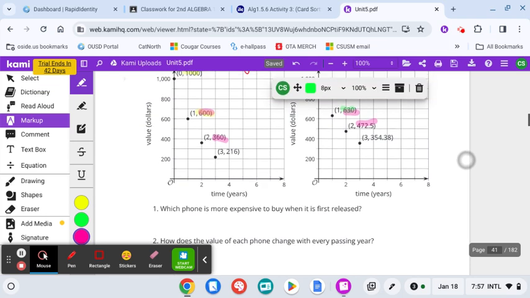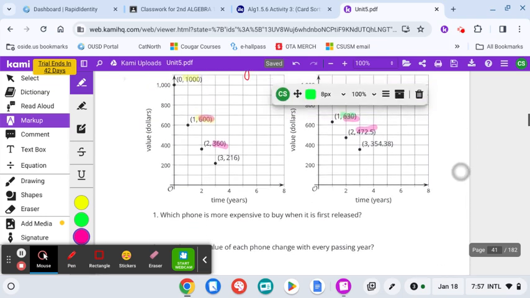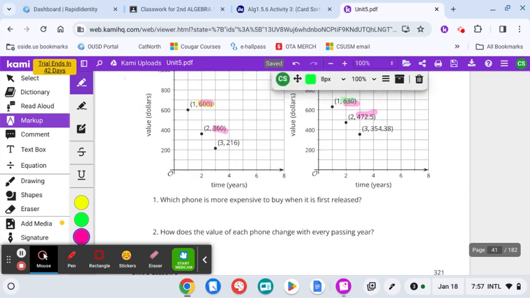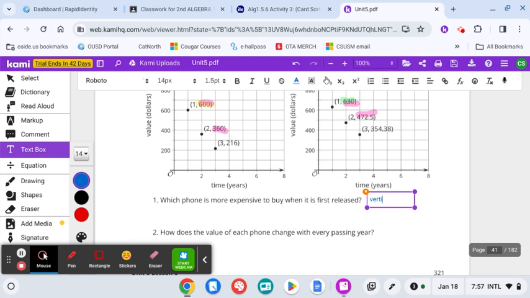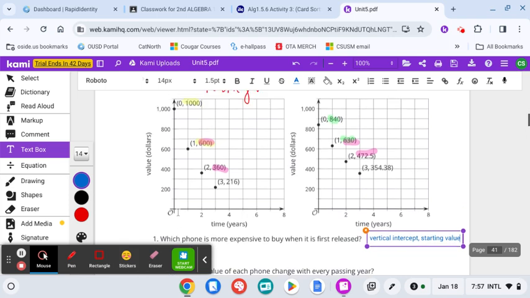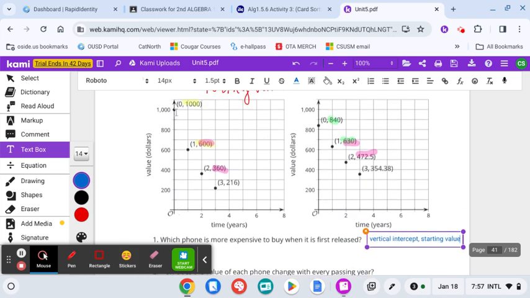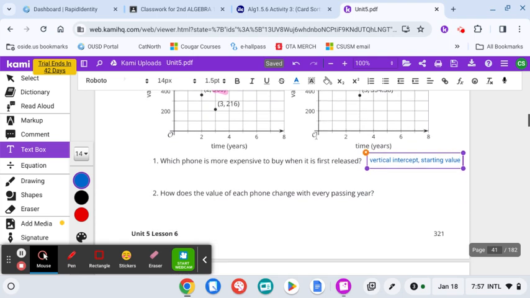Which phone is more expensive to buy when it's first released? So again, this is asking us to compare the vertical intercept, the starting value of that phone. And so if I look up here, I see the first phone is at (0, 1000), phone A, and phone B is at (0, 840).